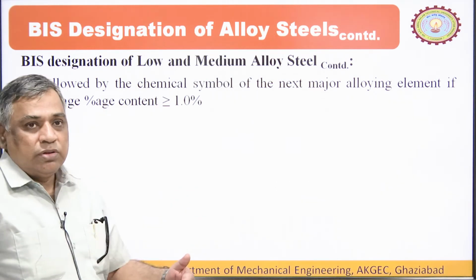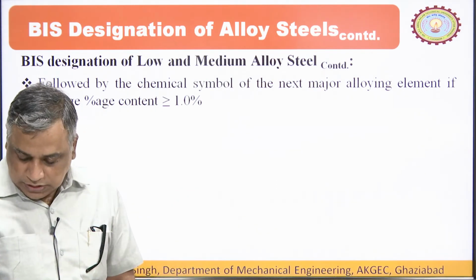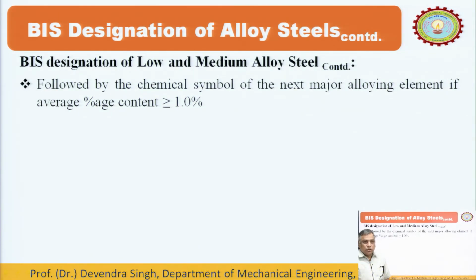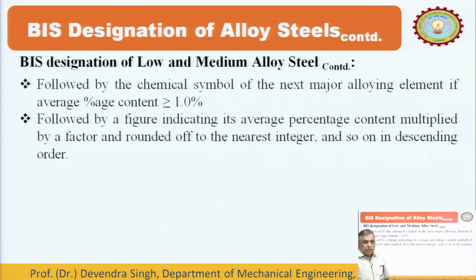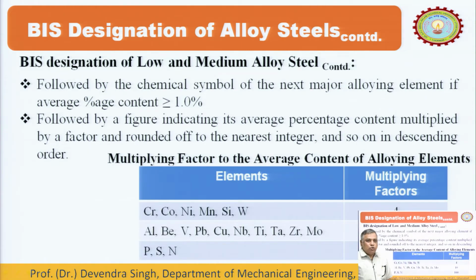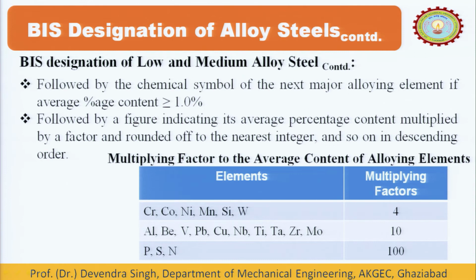second alloying element symbol, which is present in this alloy, followed by its average percentage content. Then we will write the next alloying element symbol and so on, in the descending order of the average percentage content. And the multiplying factor you can get from any design data book. For example, for elements like chromium, cobalt, nickel, manganese, silicon, tungsten.